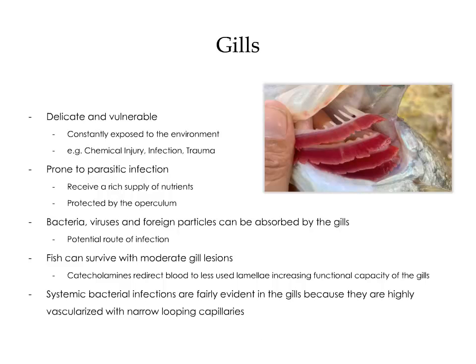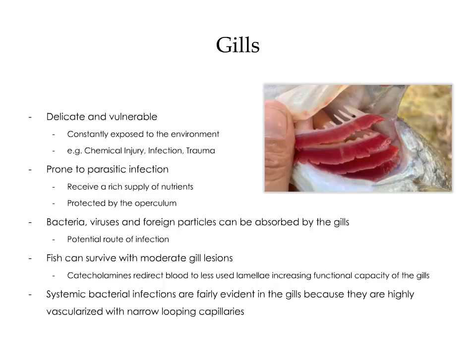The gills are delicate and vulnerable to injury given that they're constantly exposed to the environment. Causes of injury include chemical exposure, infection, and trauma. The gills are particularly prone to parasitic infection because they receive a rich supply of nutrients and they're protected by the operculum. These are ideal conditions for your average parasite.